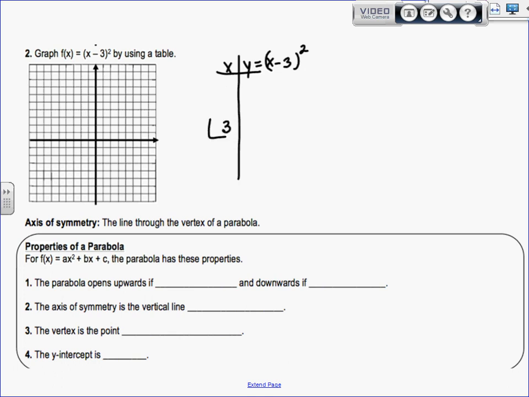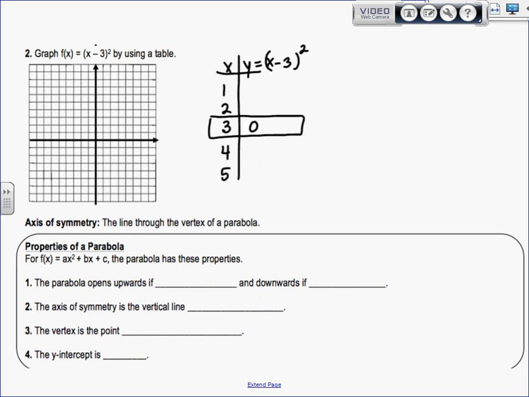3. Okay, I put that in the middle of my table. That's going to be where my vertex is. So when I plug in 3, I get 3 minus 3 is 0, 0 squared is 0. Okay, that's the smallest it can possibly be because I'm squaring something, right? I'm not going to get a negative number out. And then I plug in things on the right and the left of that number.